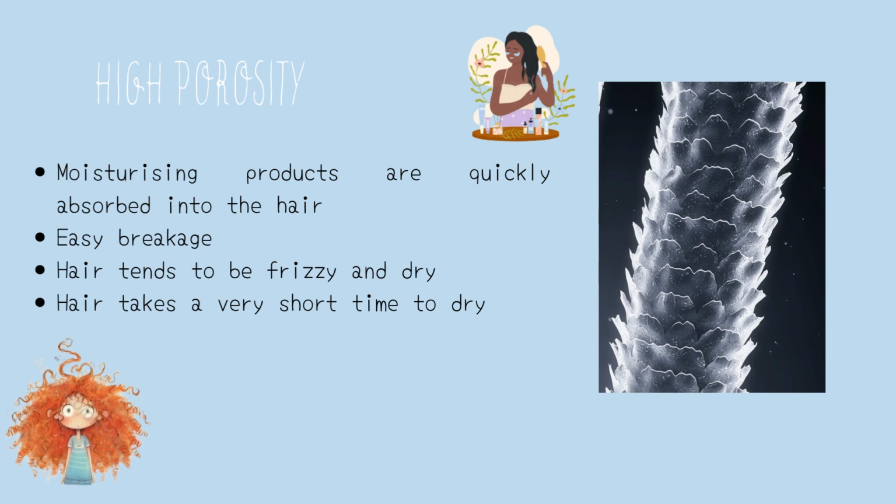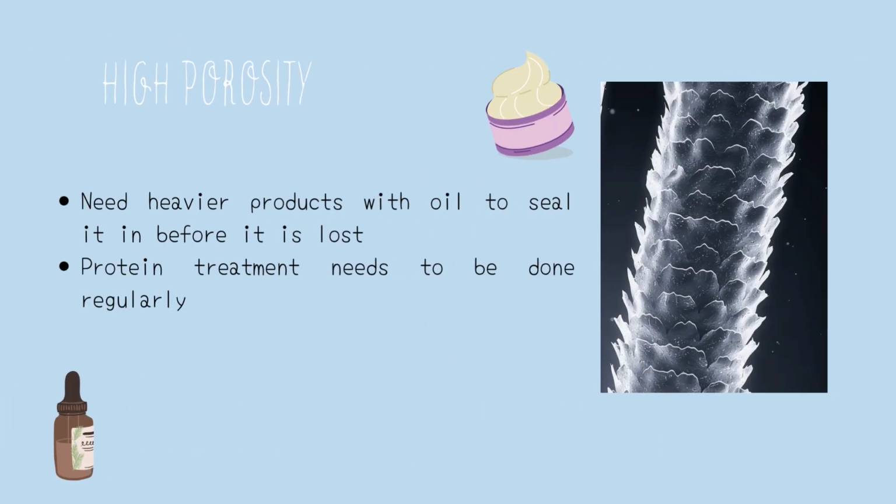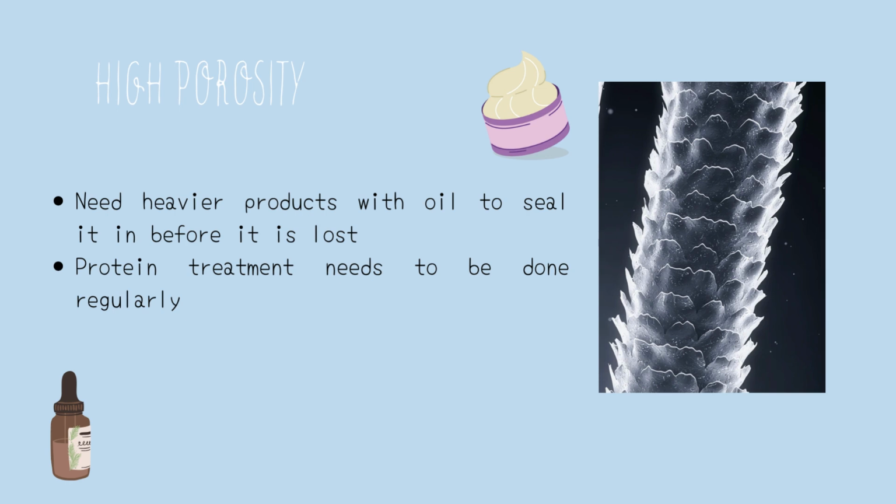Let's say you're in the shower and you have your natural hair open and you put your hair in the water, your hair can automatically just shrink up because it has already absorbed the water and it's already starting to dry. In terms of managing high porosity hair, it's best to use heavy products and use an oil as a sealant before your hair loses some moisture.